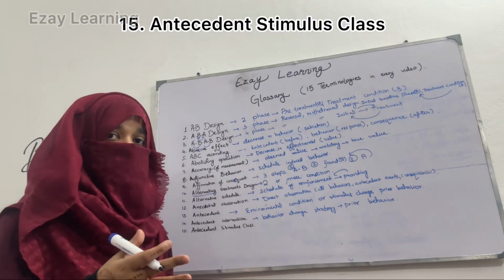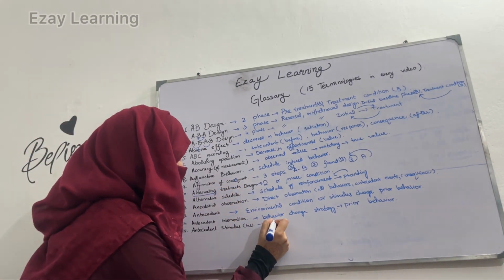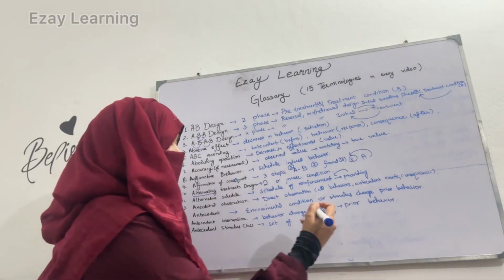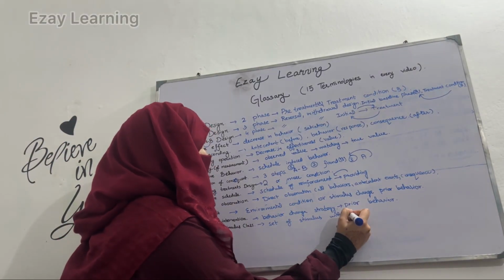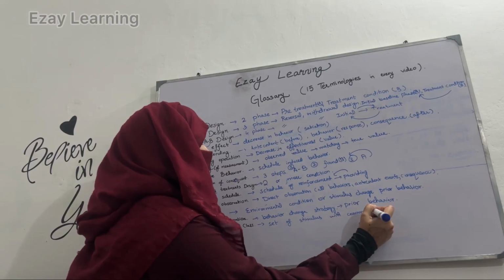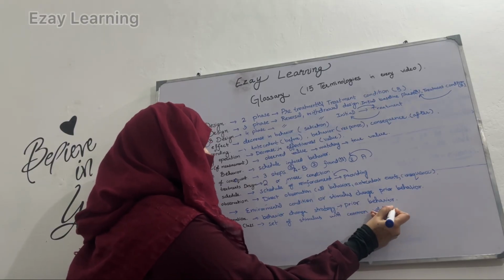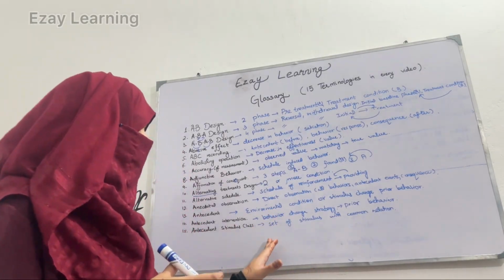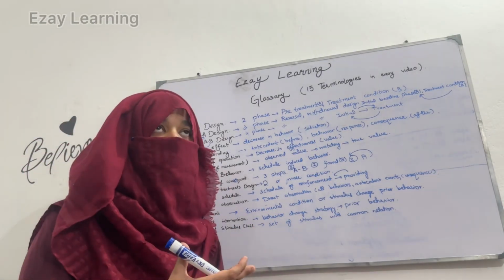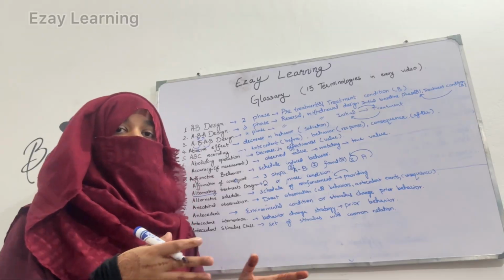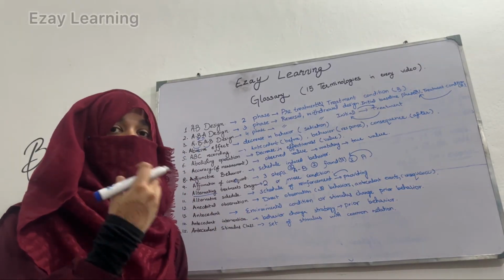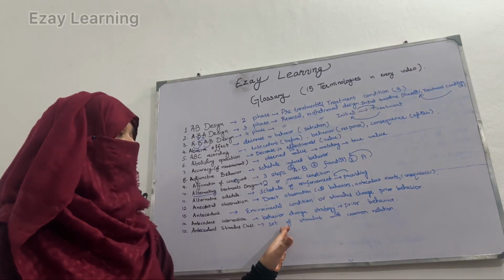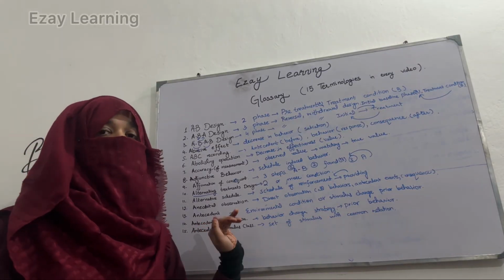Antecedent stimulus class. This would be a set of stimuli with a common relation. So it's more like a set of stimuli that provoke the same behavior, that are followed by the same behavior, something that is triggering the behavior and they are related to each other. That would be a set of stimuli, that would be an antecedent stimulus class.